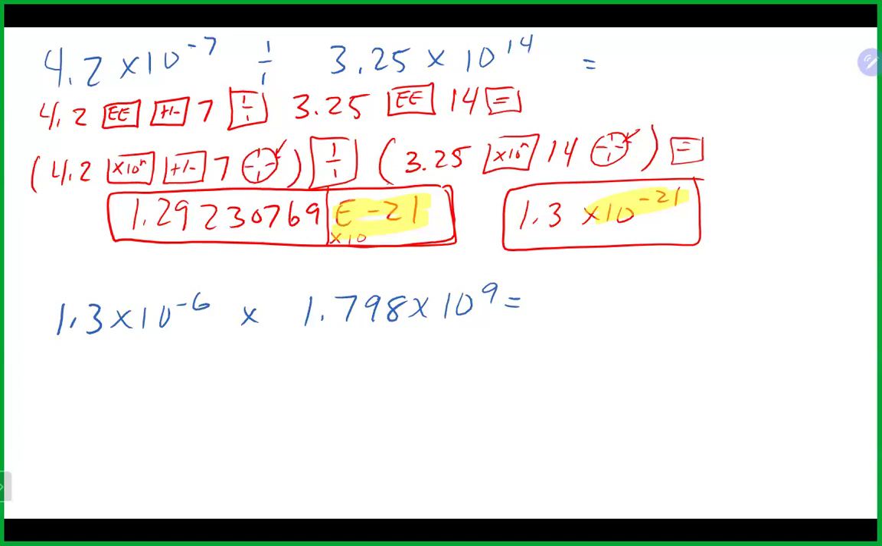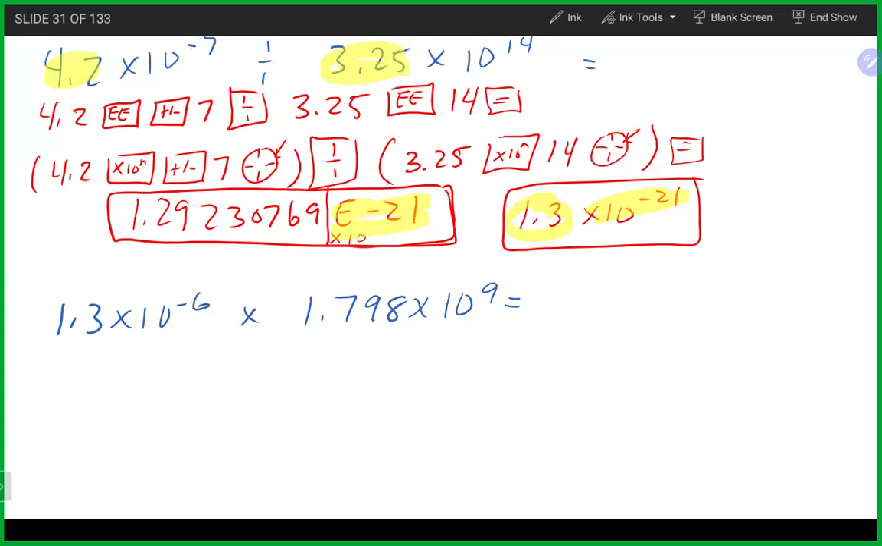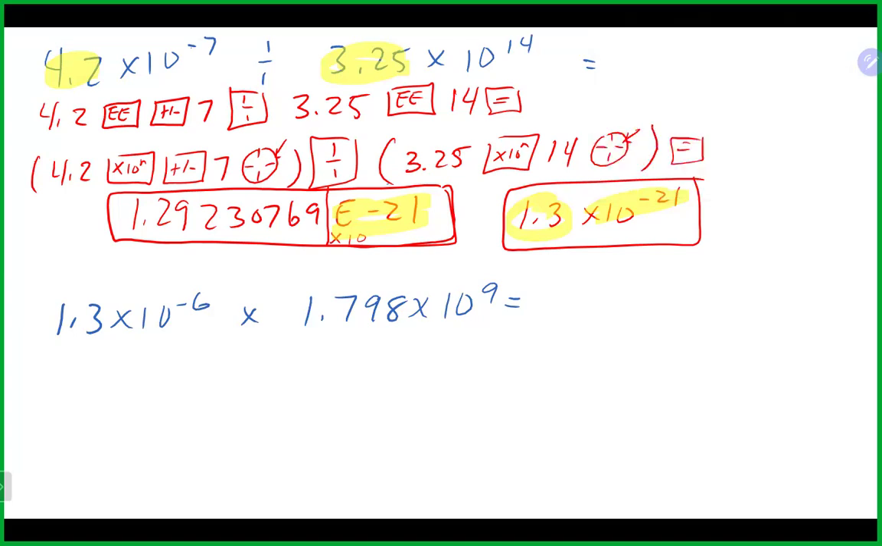Quick reason why: when you multiply or divide, your answer should have the same number of significant figures as the one with the least. And in this case, this has 2 sig figs. This one has 3 sig figs. So my answer should have 2 sig figs when it's all said and done. Now, if we look at the bottom one, any questions on that one there?